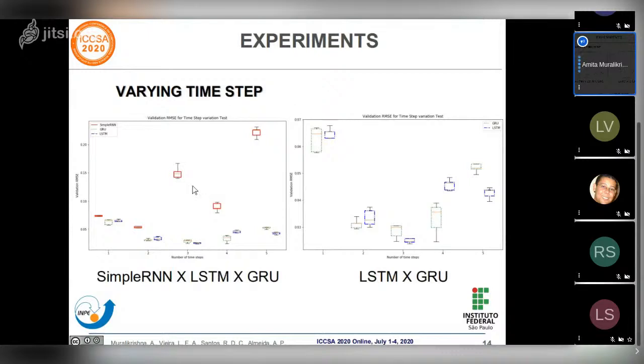Then varying the time step, we have these two box plots. We can see this is not the same Y axis. In the left, we have the three architectures being compared, and we can clearly see that the LSTM and the GRU are superior to the simple RNN. So the second batch of tests, we didn't use the simple RNN, and we're only comparing the LSTM and the GRU. Well, in these experiments, we can see better results with the 3 as the time steps, maybe suggesting something about the time dependence on the data input.